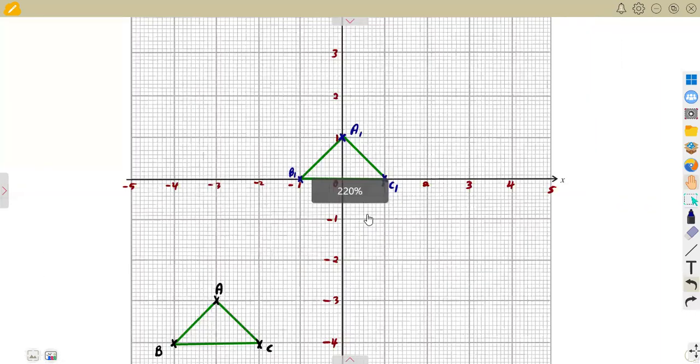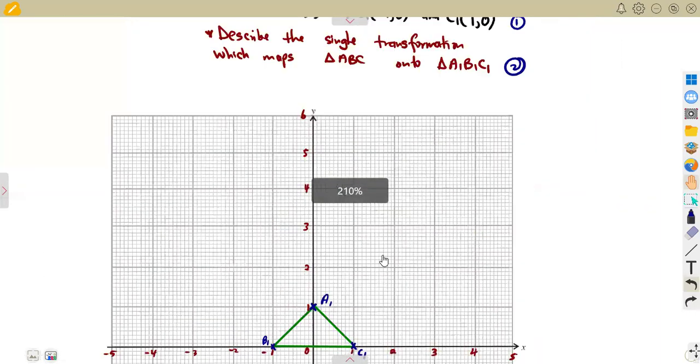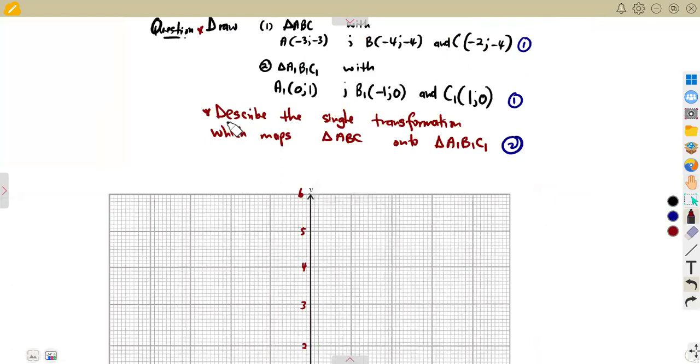Now that we have drawn these triangles, the question is to describe. We need to describe the single transformation, that is one transformation, which maps triangle ABC onto triangle A1, B1, C1. So this ABC is the object, and A1, B1, C1 is the image.